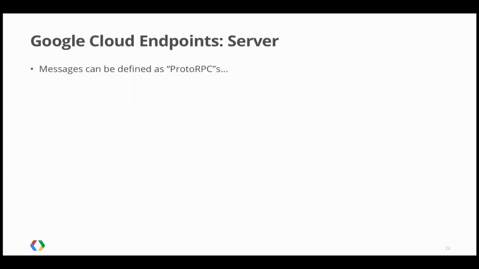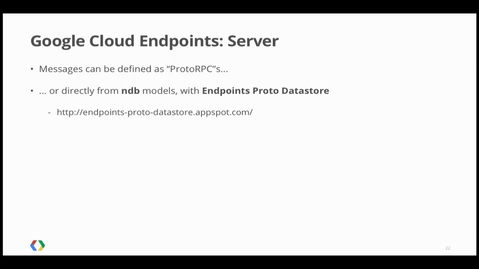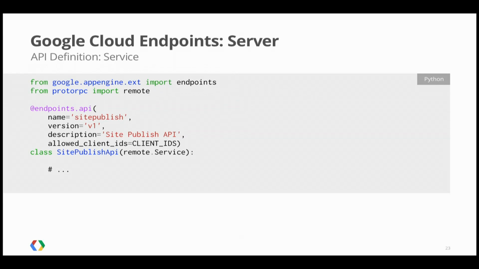You're describing the data structure for the data store, and then you're describing the exact same thing in your message. There's an open source library called Endpoints Proto Data Store that lets you just take the NDB model and use that as your message structure. So definitely look at that if that's what you're doing, and you usually are. I'm not going to use it in my demo today just because I'm going to do something slightly different in the way we create the data store entities, but it's a really useful library.